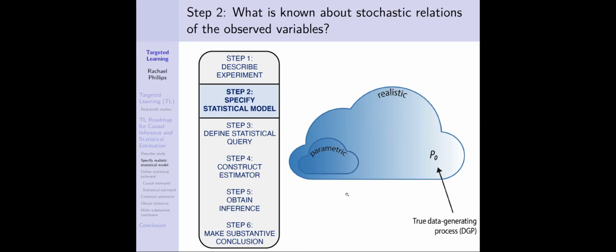What I'm showing here is that we want to specify the statistical model to be realistic. By that, I mean it should contain the true data generating process. In specification of a realistic model, we pretty much guarantee this because we're only including knowledge that is known in this specification. Something like a parametric model is more restrictive, and it assumes that the data generating process can be modeled by a finite set of parameters. So these often are misspecified and do not contain the truth.